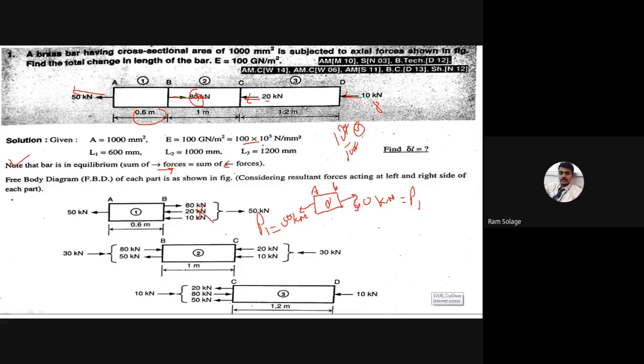No. I'm not asking that question. I'm asking, why we have taken the value of P1 is equal to 50 kilonewton? This is my question. Because it is at the free end of the section. Already I have given explanation. We have to start the diagram, or we have to take the forces from the free body diagram.